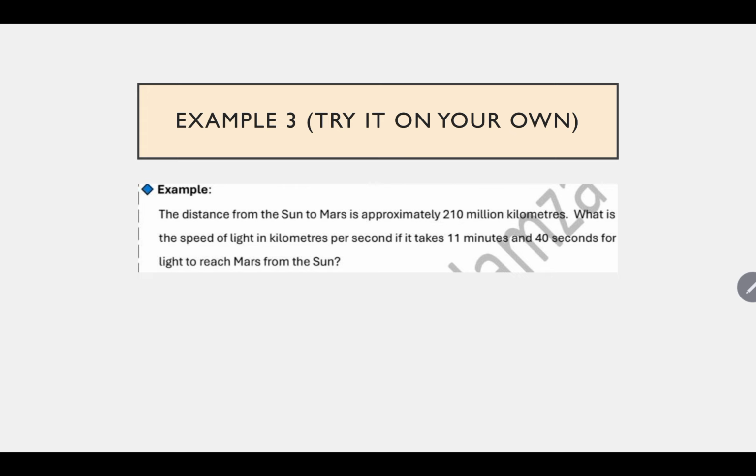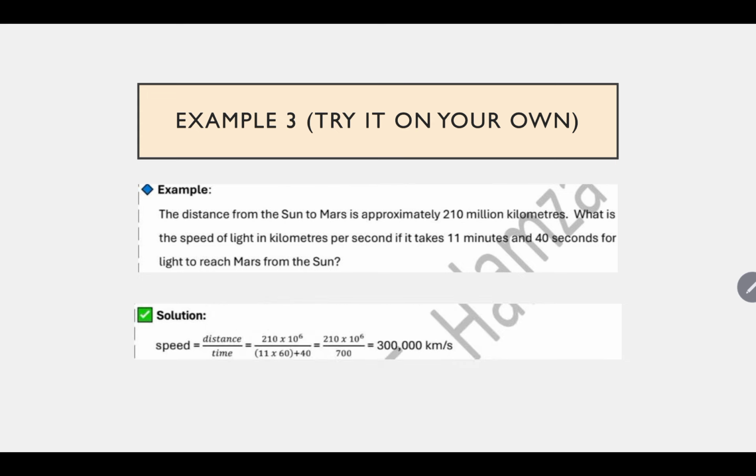First step, I need to convert my time fully into seconds. So I'll do 11 times 60 to convert my minutes to seconds, and then plus 40 to have the total time in seconds. Now that I have the distance and I have the time, I can get my speed with our equation. Speed equals distance over time, which is 210 times 10 to the power of 6 over the time, which is 700 after conversion, giving me 300,000 kilometers per second.